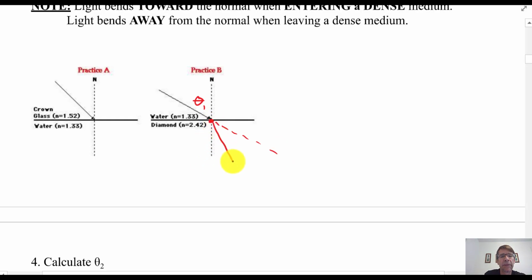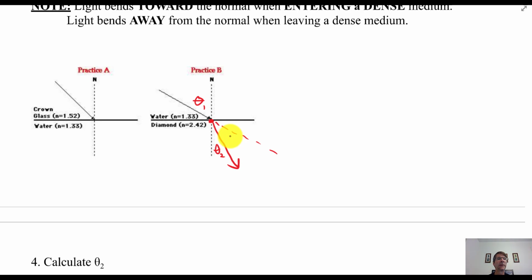It's going to bend down this way. It's close to the normal now. In other words, this angle right here, theta sub 2, that's what we mean by bending toward the normal. That ray of light is closer to that dashed line, the normal, than it was before it entered. Theta 2 is smaller than theta 1. When you go into something dense, your theta 2 will be smaller than theta 1. That's bending toward the normal.